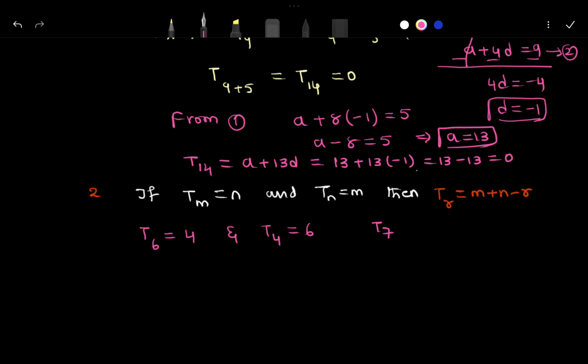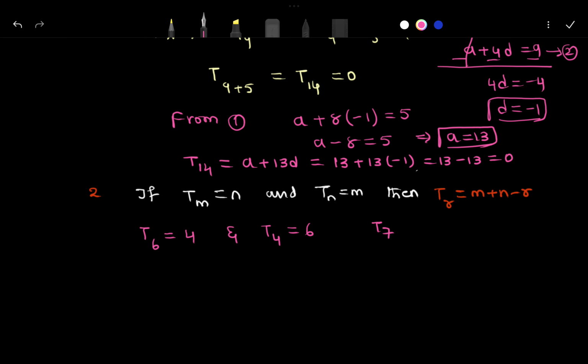Seventh term means the r value will be equal to 7. Here r is equal to 7. Now you can write 6 plus 4 minus 7, which is 10 minus 7, equals 3. So therefore the seventh term of the AP will be 3. Now this is one of the shortcut formulas.